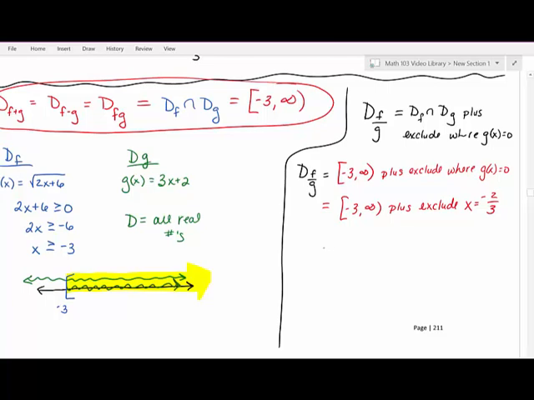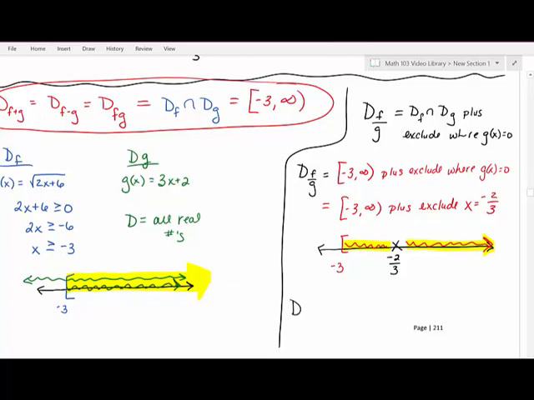I always like to put it on a number line to help me. I need to exclude -2/3. So I don't want -2/3. But then I also need this -3 to positive infinity, which looks like this, but I need to exclude -2/3. So that means that we're going to go from -3 and then stop at -2/3 and then proceed on the other side of -2/3.